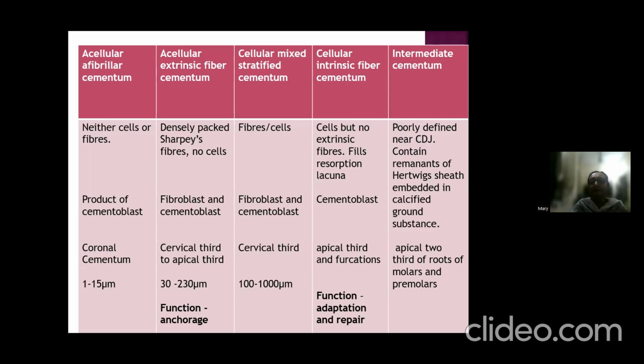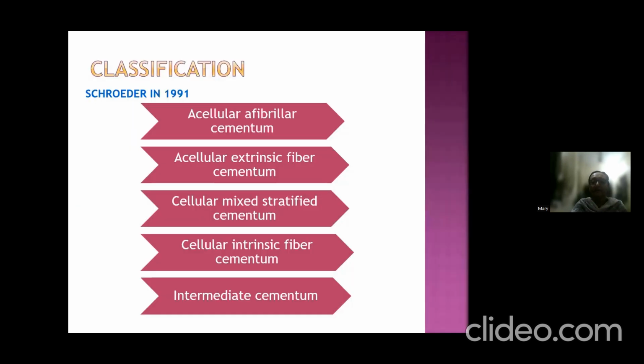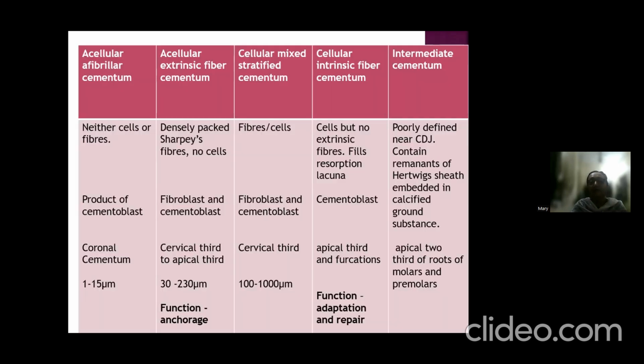Then we have the cellular intrinsic fiber cementum. As the name suggests, it has cells in it but no extrinsic fibers, and it fills the resorption lacunae. It is mainly composed of cementoblasts, and it occupies the apical third portion of the tooth as well as the furcations. The main function of the cellular intrinsic fiber cementum is adaptation and repair.